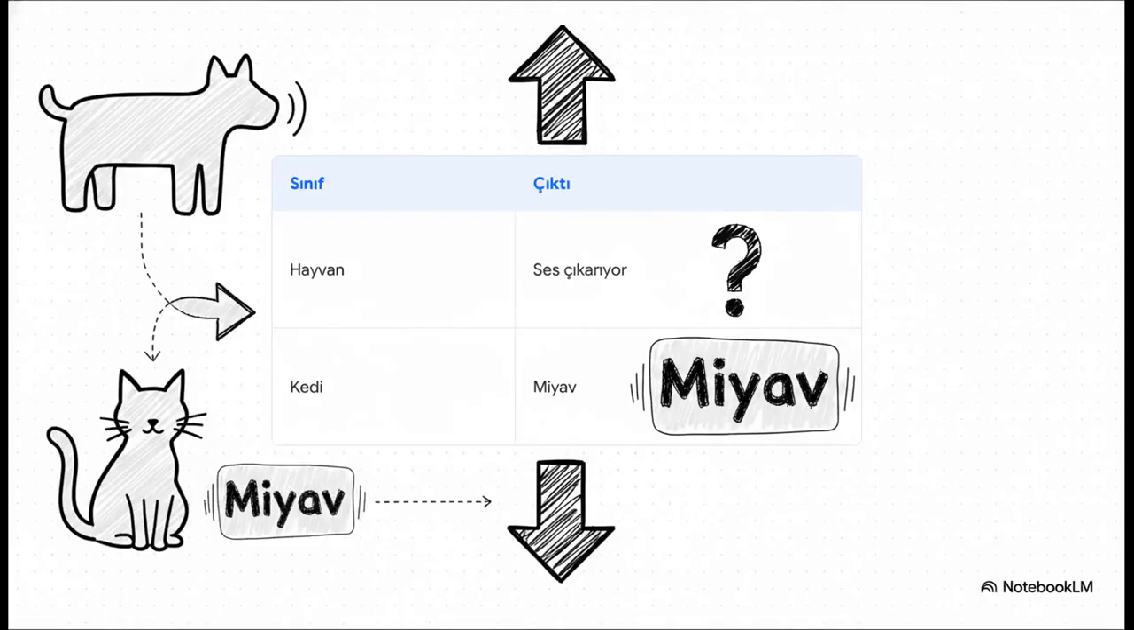Let's think about this for a second. If you ask a totally generic animal class to make a sound, it's just going to return a boring generic response like makes a sound, or ses çıkarıyor. But a cat class, even though it inherits from animal, overrides that specific method. When you ask the cat to make a sound, it says meow. The child class didn't just copy the parent, it took the parent's behavior and evolved it.